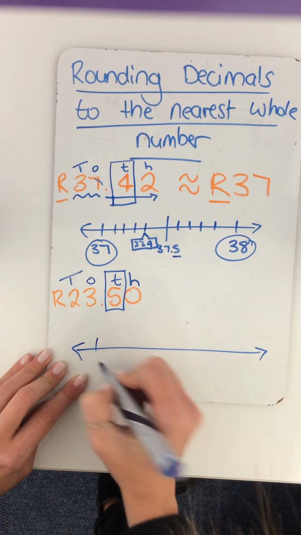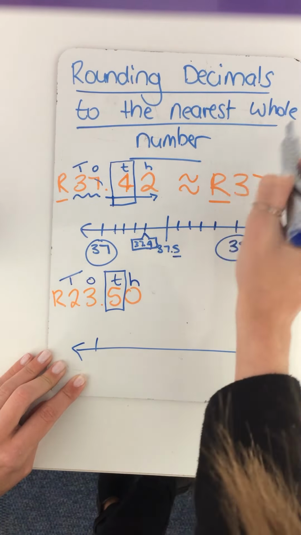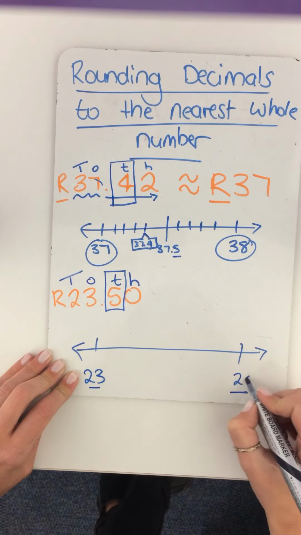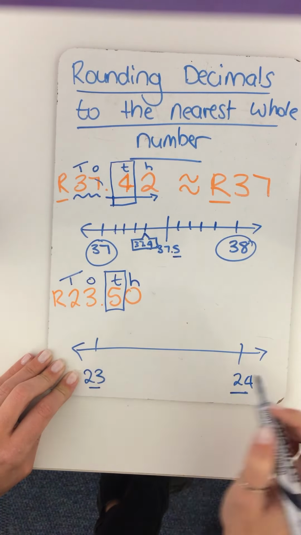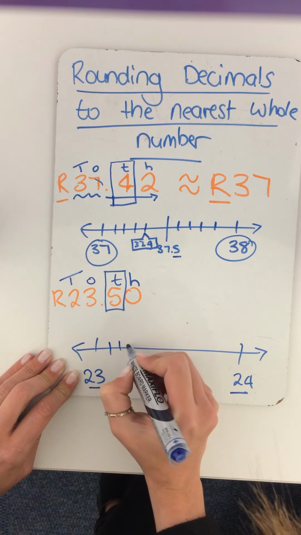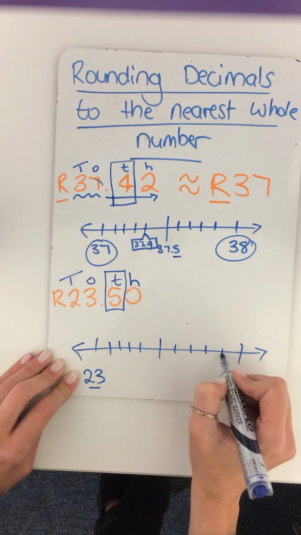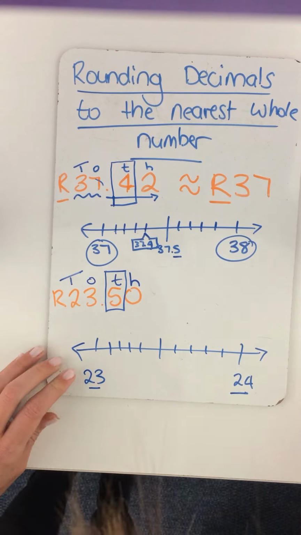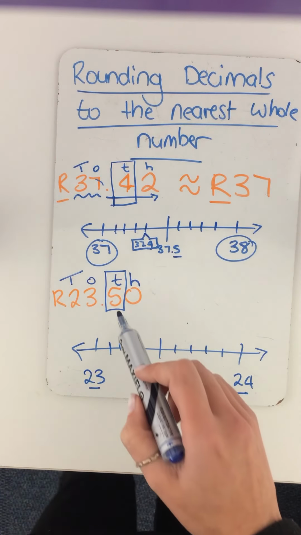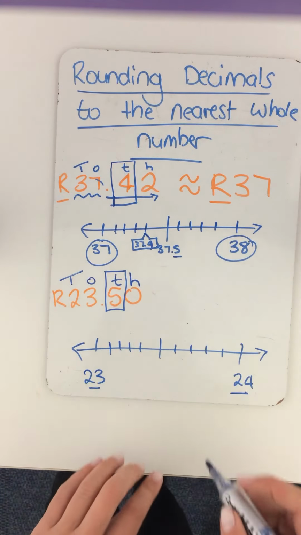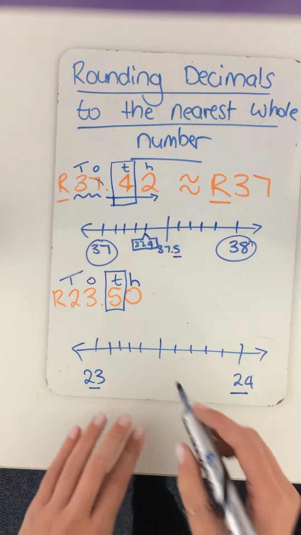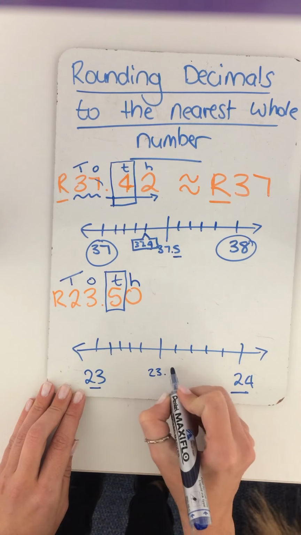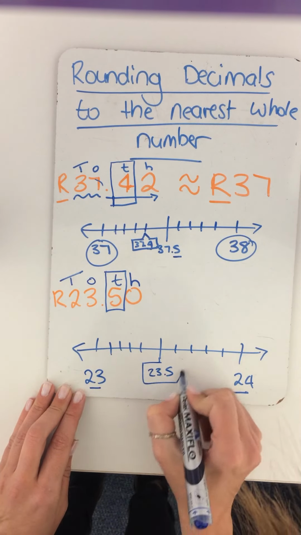Let's draw my number line. I'm rounding off to a whole number, which means this side and this side of my number line have to be whole numbers. My first side is 23 and the next side is 24. In between these two whole numbers, I have 10 lines. 1, 2, 3, 4, 5, 6, 7, 8, 9, and there's line number 10. I'm looking at what's in my tenths and I have a 5. So 23.1, 23.2, 23.3, 23.4, 23.5 is in the middle here.